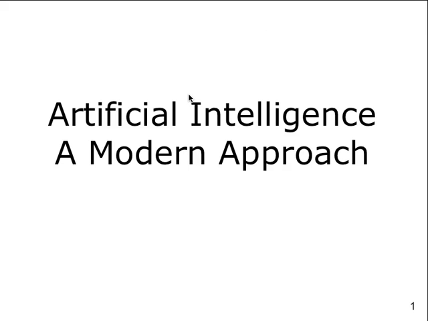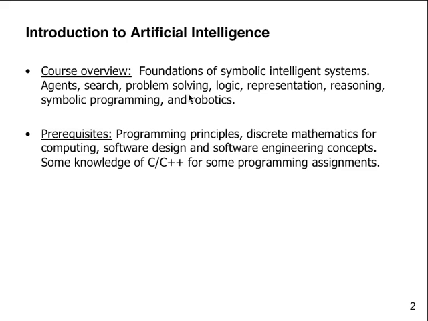So what we're going to look at is actually, believe it or not, Chapter 1 of the Norwich book, which is an introduction to artificial intelligence. And this is why I said I'm going to save the course overview and the course information for this first lecture, because it's kind of mixed in along with the definitions. So the overview of the course is pretty much a foundation of symbolic intelligence systems, agents, searching, problem solving, logic, some representation, some reasoning, symbolic programming, and a little bit about robotics, but I can't really get into too much robotics in a semester-length course.